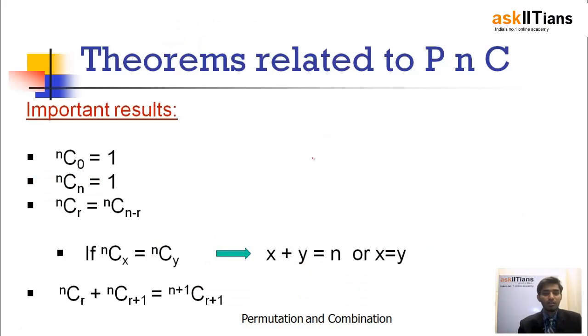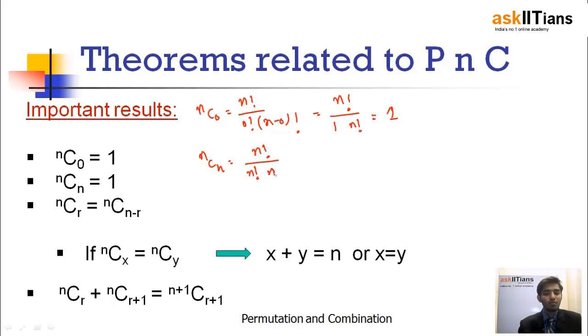Here are some important results related to permutations and combinations. nC0 will always be equal to 1. nC0 is basically n factorial divided by 0 factorial into n minus 0 factorial, which is equal to n factorial by, since 0 factorial is 1 and n minus 0 factorial is n factorial. So this will always be 1. nCn will also be 1. nCn will be basically n factorial divided by n factorial into n minus n factorial, which again will be equal to 1.